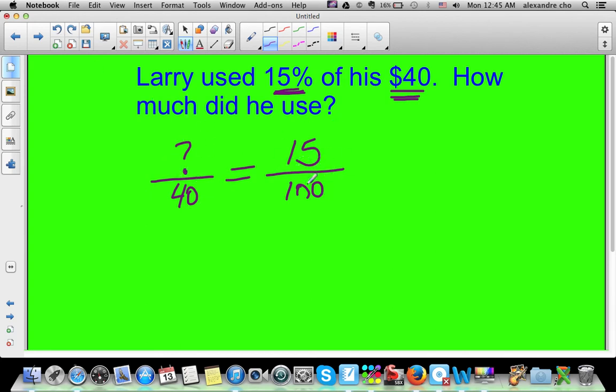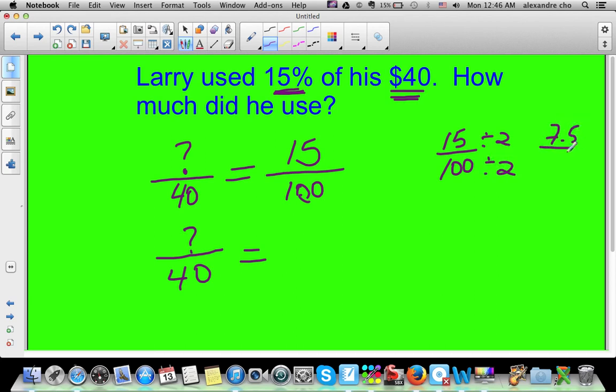But on this side here, 15 over 100, we can change the 15 over 100. We're going to leave this question mark over 40 alone, and we're going to change the 100 to something else. So 15 over 100, dividing it by 2 is not going to help us, because if I divide 15 by 2, it's going to give 7.5. If I divide this by 2 and the bottom by 2, you're going to get 7.5 over 50. And that really doesn't help us either, because there's no relationship between 40 and 50.